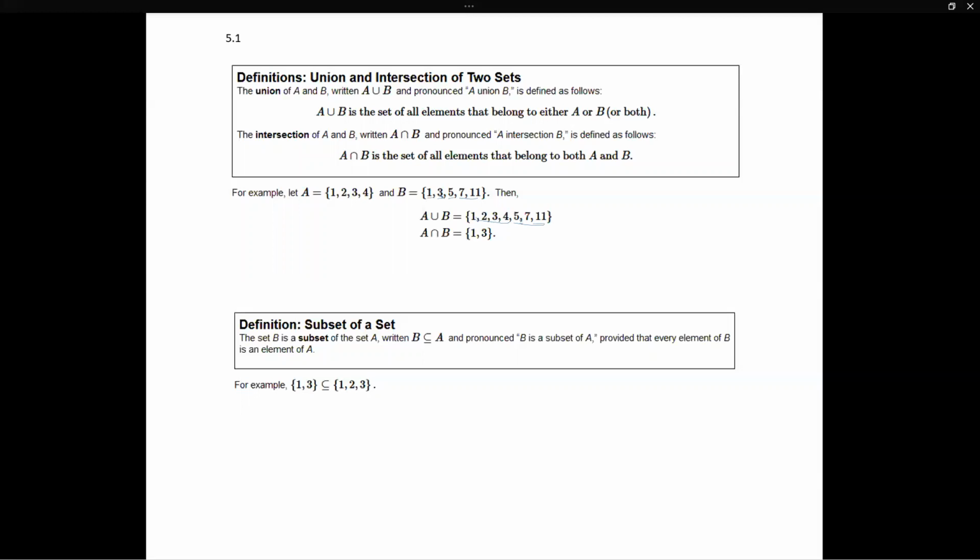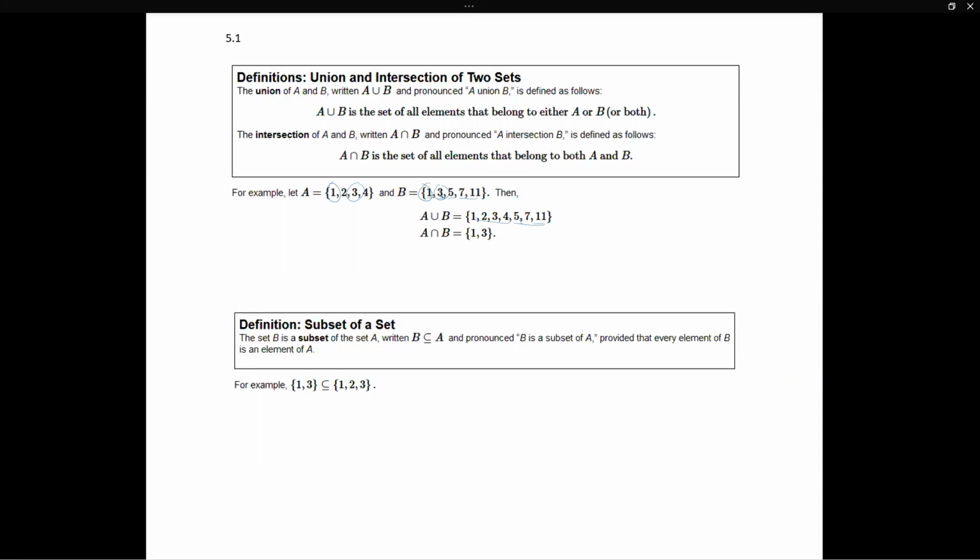The next one is A intersection B, the set of all elements that belong to both A and B. This is just like a common factor. These are the common elements. So as we look here, 3 is there, 1 is there in both of them. And if you've done previous math courses, let's say intermediate algebra, you saw these in inequalities.